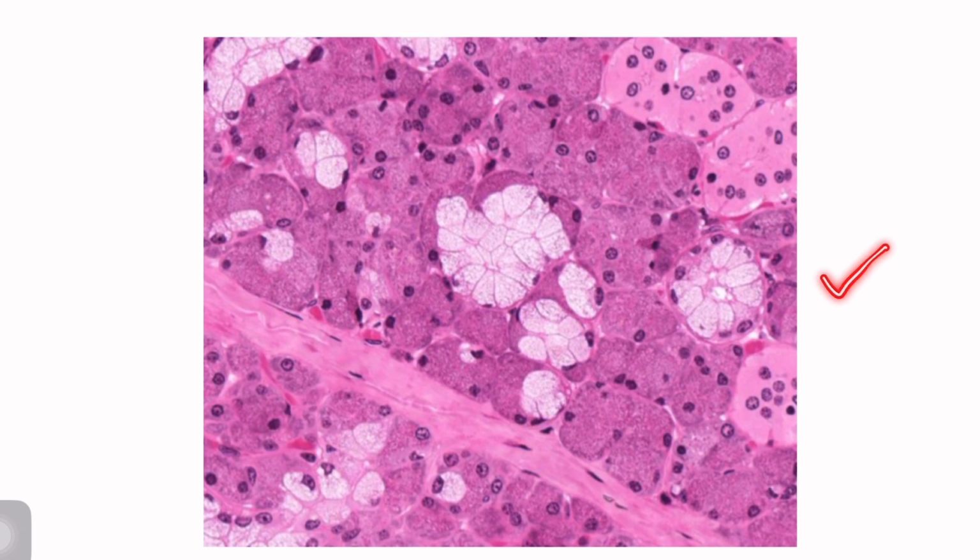If you look at this slide of the submandibular gland, you can see that this is the mucous acini, whereas these are the serous acini. In mucous acini, you can see that there are tall columnar cells with the basal nuclei. You can see the basal flat nuclei here. Whereas if you see these serous cells, there is a round nuclei and the cells are almost round. And this is the connective tissue.